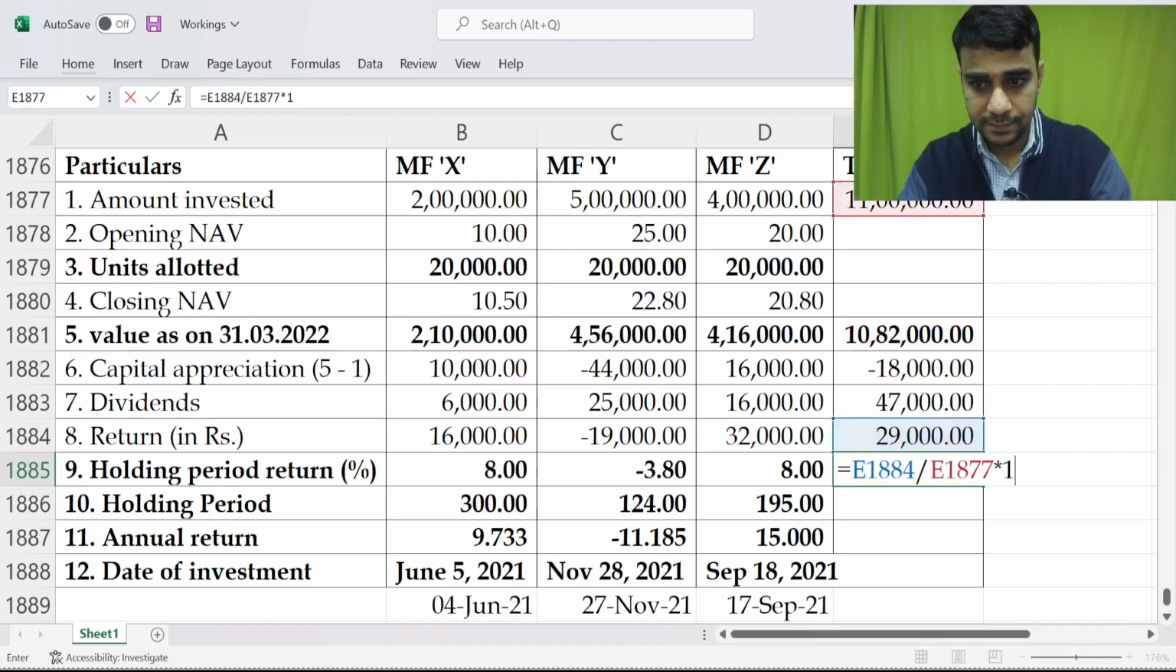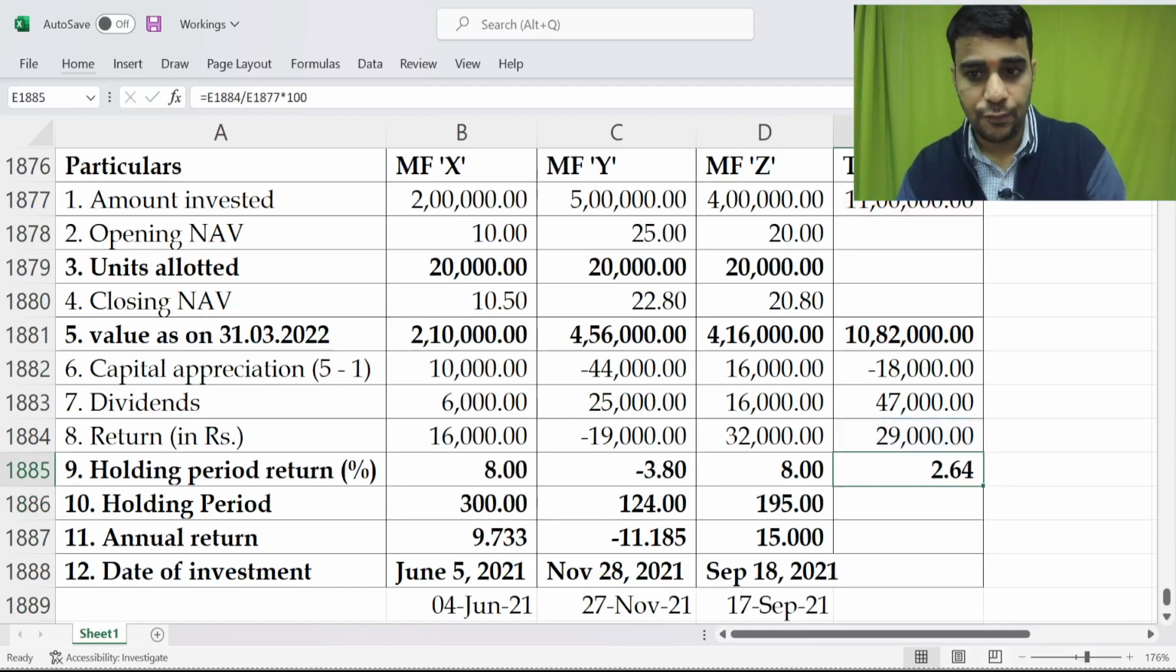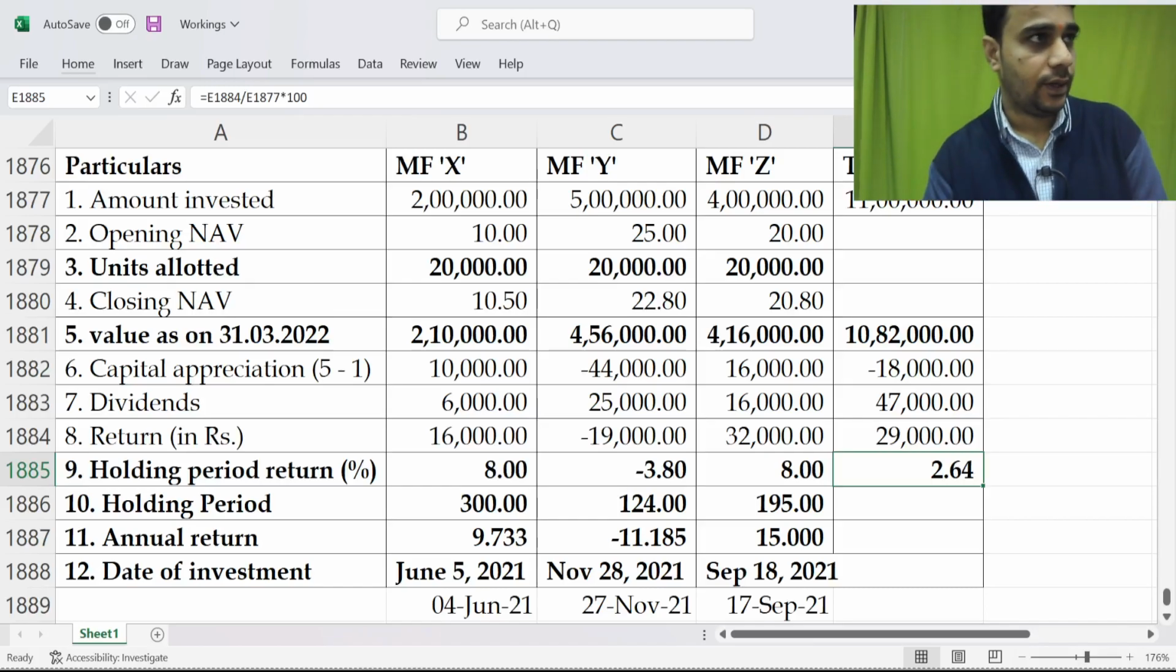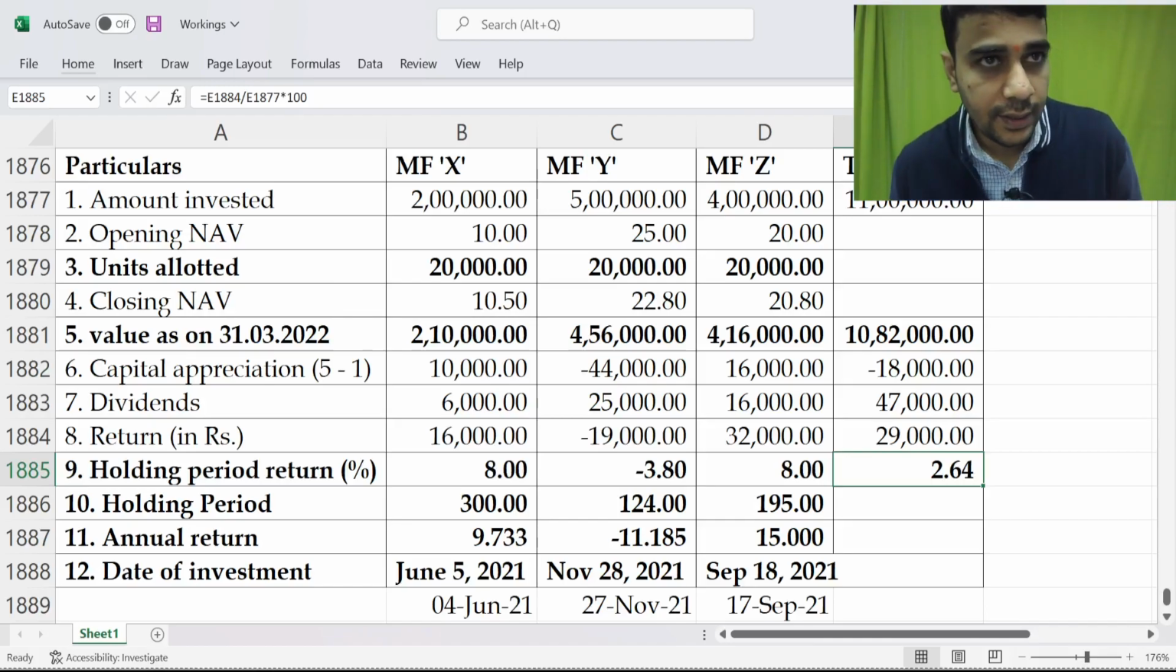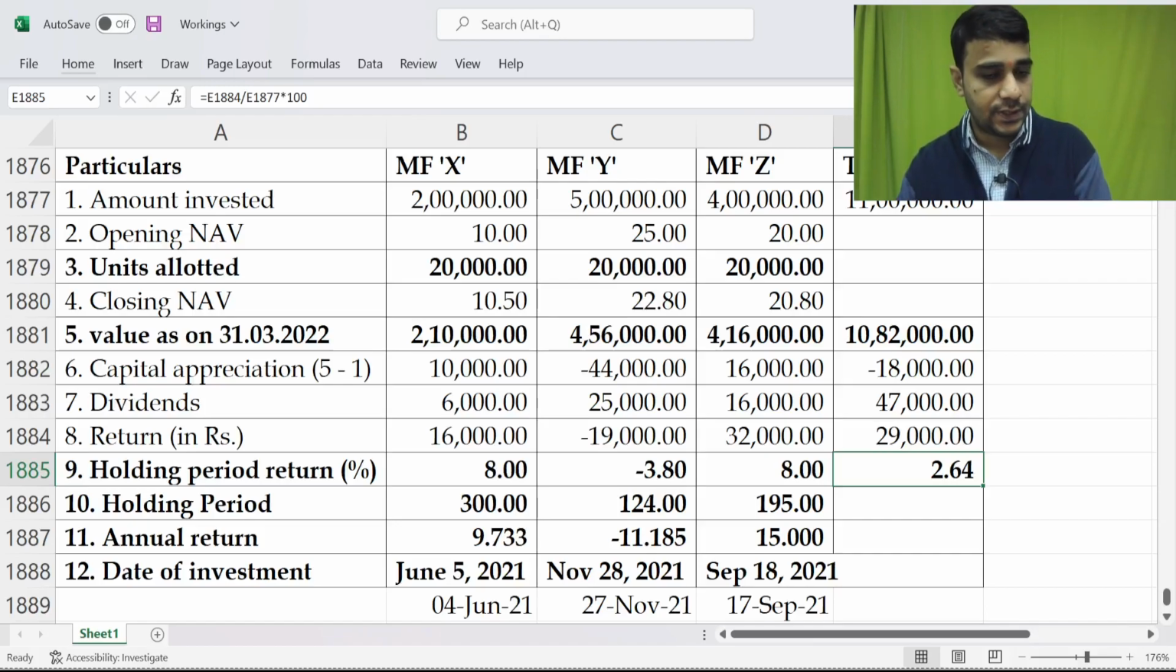Holding period return is 2.64%. I'll not get an annual return here because the dates of investment are different. If it was a uniform date, then I would have done the number of days and calculated the annual return. So the total return is 2.64 percent of the investment. Clear? Any doubts on this?